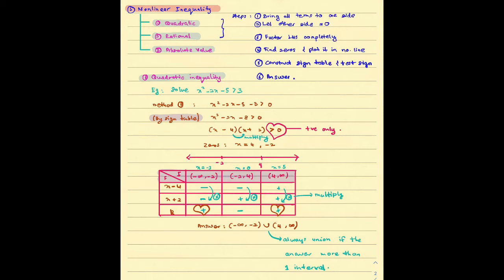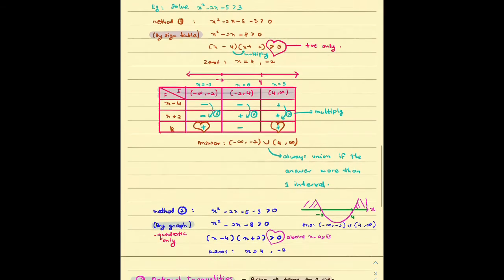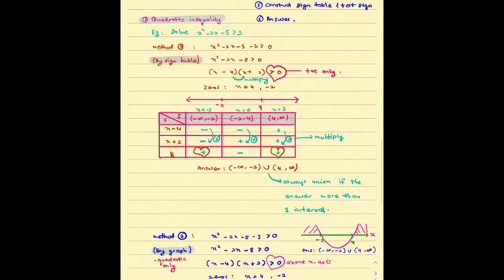Okay, so now look at the question. We want the values of x that give the expression always greater than 0. So we choose the sign positive only. We have two answers here: the first interval is negative infinity to negative 2, and the second interval is 4 to infinity. So we always use union to combine our answer, because we have two answers here. Use union, not intersection. Okay, this is method 1 using the sign table. Method 2 is graphical.